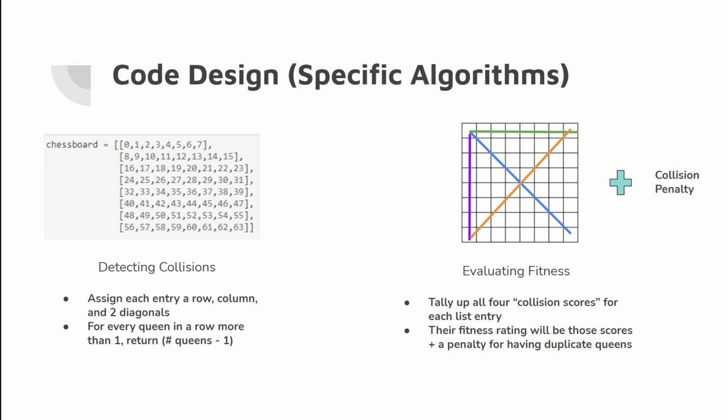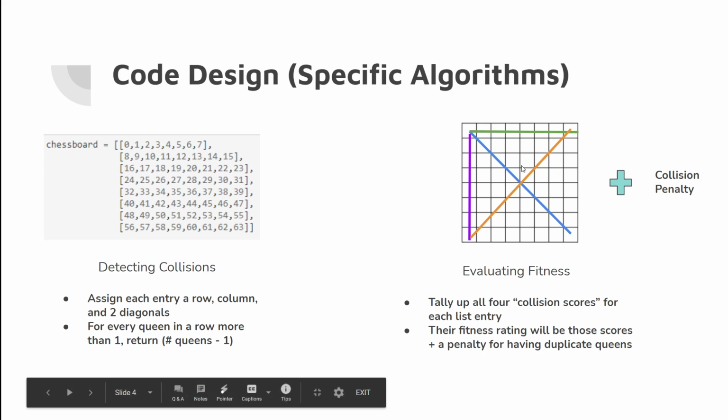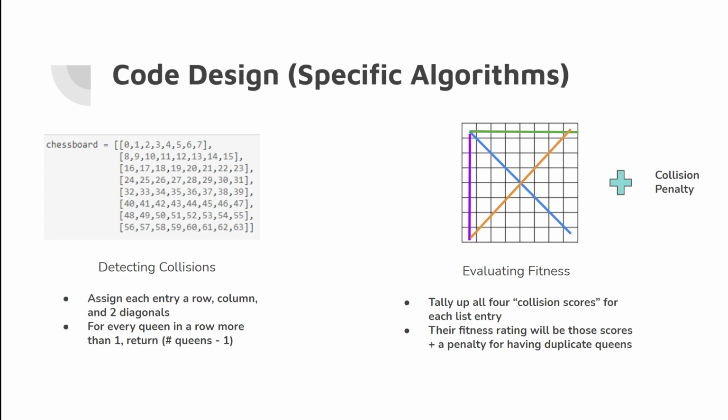Furthermore, evaluating fitness was just summing up all of these possible row combinations with the subtraction and then adding a collision penalty if it occurred.